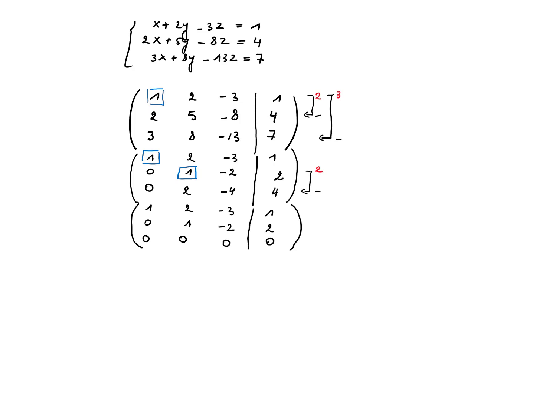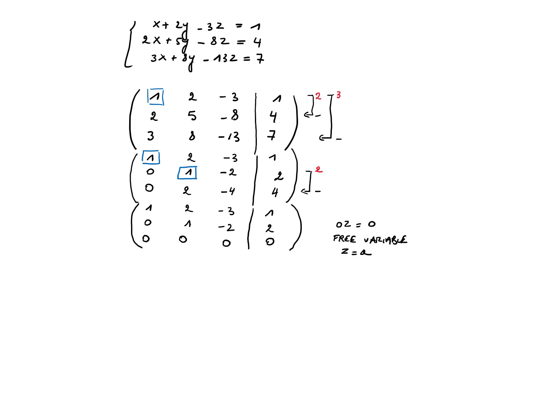Okay, so this is my last augmented matrix, and again I can write the equations. I will only write the last one. I have 0z is equal to 0, so z here can be anything. It's a free variable. I will simply write z is equal to a, where a is any real number.